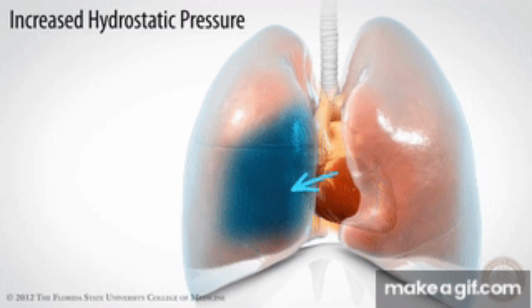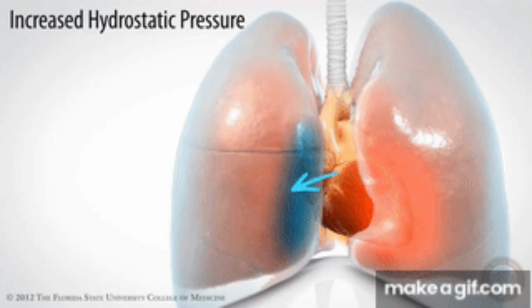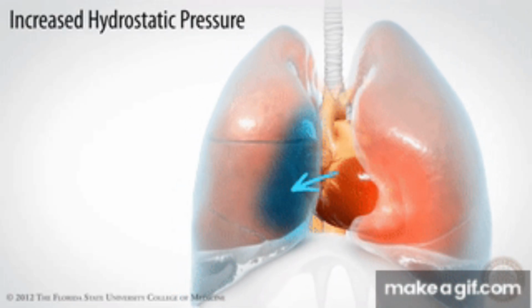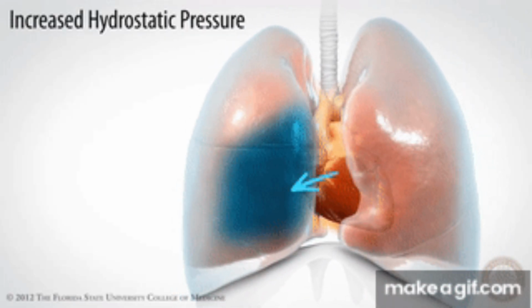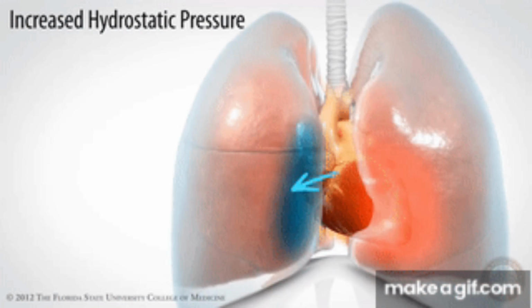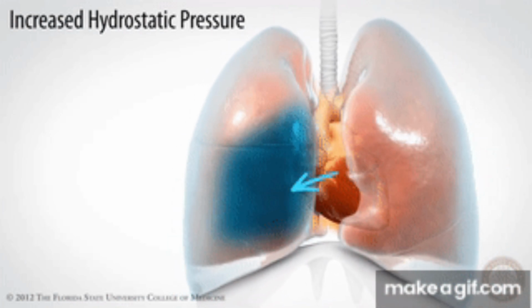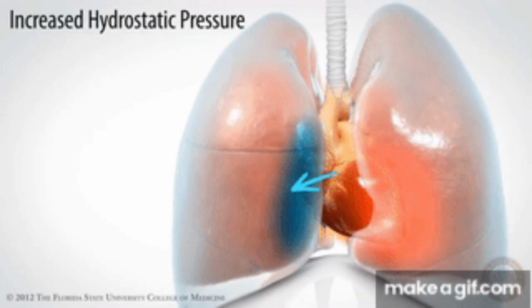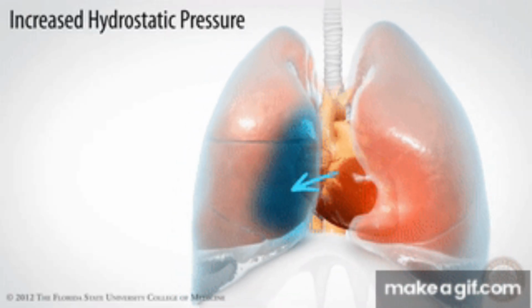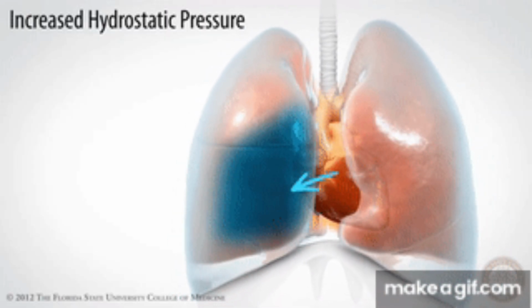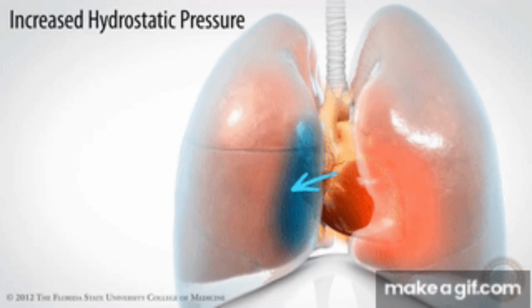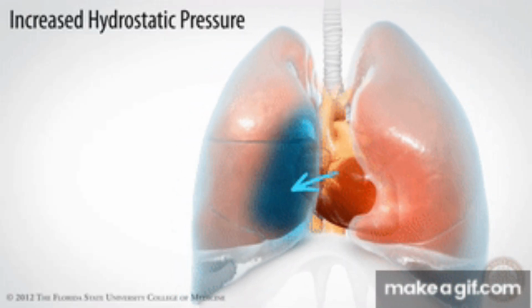The sac is supposed to be negative pressure. However, when we have fluid, blood, or air inside that sac, it causes a positive pressure, which then causes the lung to collapse. Therefore, we use a chest tube to drain that positive pressure out of the sac to make it negative pressure again so that the lung can re-expand.